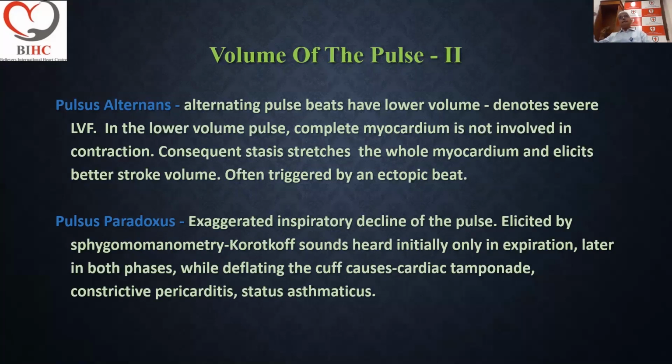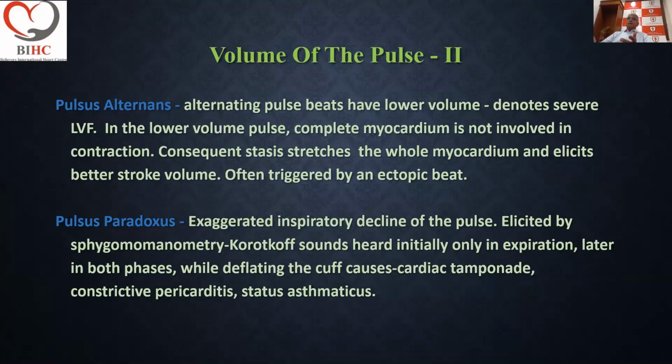Once the rhythm has recovered and it's still normal, it is still in sinus rhythm, alternate beats continue to elicit contraction only of a part of the left ventricle, and they are of lower volume. So this alternation between a low volume pulse and a high volume pulse signifies severe left ventricular dysfunction, and that is called pulsus alternans. Pulsus paradoxus, on the other hand, is an exaggeration of a normal phenomenon.